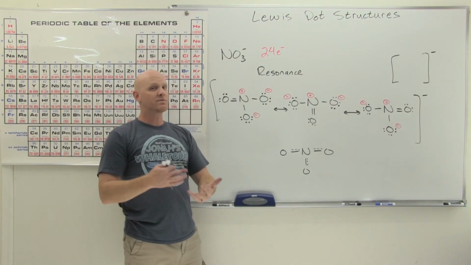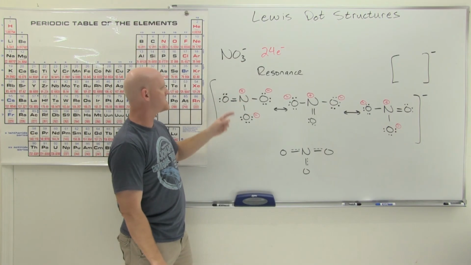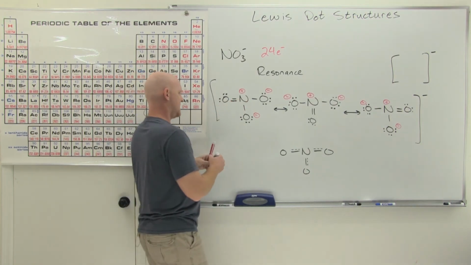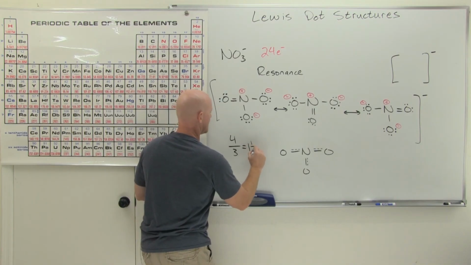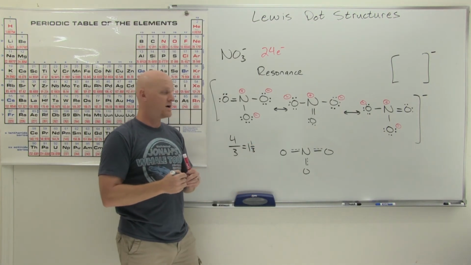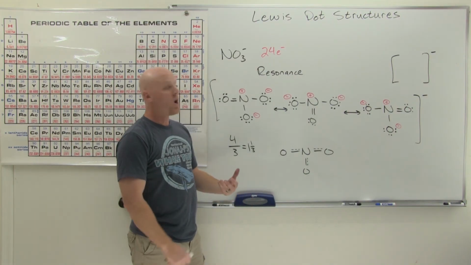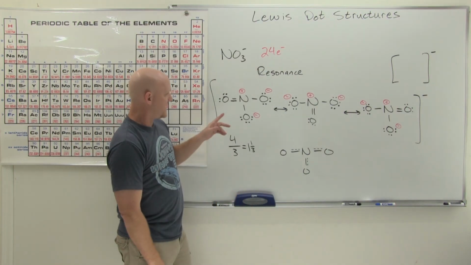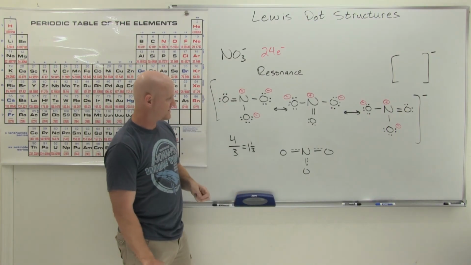In fact, we can calculate what fraction of a bond it is because there's 1, 2, 3, 4 bonds between the oxygens in 3 different locations. And so 4 bonds spread out over 3 locations means it's 4/3 of a bond, 1 1/3 bond. So every one of these bonds is 1 1/3 of a bond all the time. So again, you never have any of these bonds any different in length or any different in strength.